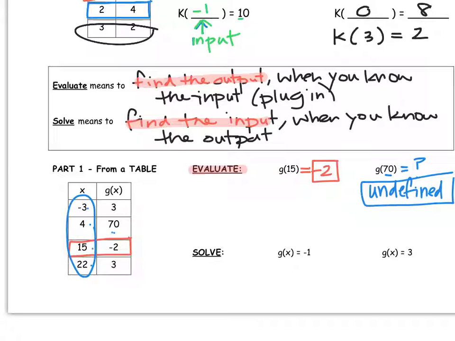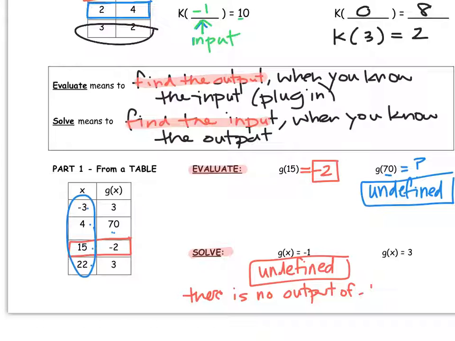All right, so next one, solve. Remember, when we see the word solve, it means find the input. So our answer should be an input. That means that -1 is an output. So I'm going to scan my output column, and I do not see -1, which means that I can't answer this question. I'm going to write again here, undefined, because there is no output. I'm going to write there is no output of -1.